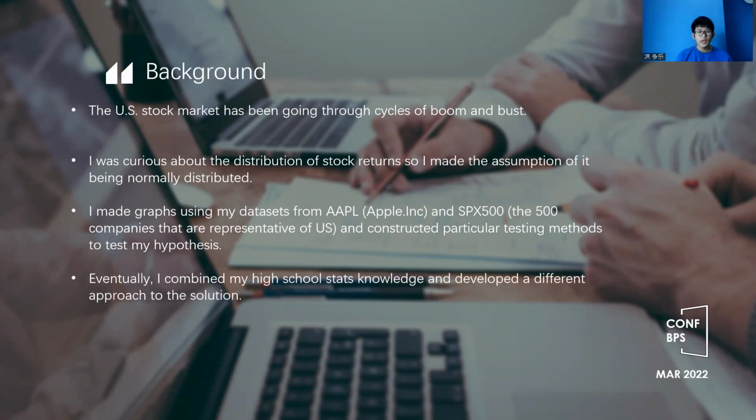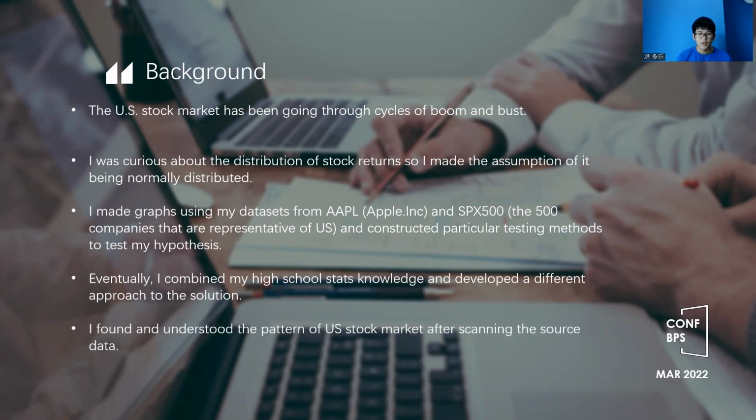Eventually, not only did I utilize the testing methods that I used, I combined my high school stats knowledge and developed a different approach to the solution. And after my comparison, if the sample size is greater than 3,000, there is barely any difference between my own testing methods and the professional testing methods.